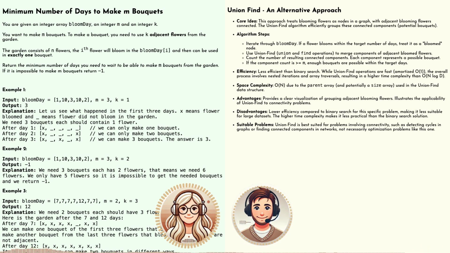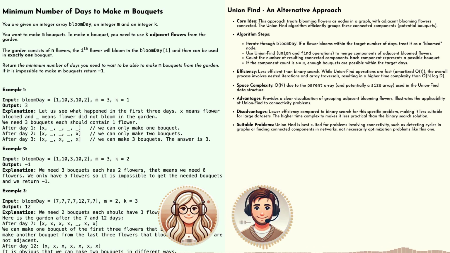Exactly. And speaking of different routes, remember that union find approach we mentioned earlier? The one with those little flower communities. Even though it's not the most efficient solution for this specific problem, it offers a really interesting perspective on the problem. I'm all for broadening our horizons. Perfect. We'll explore that in our next segment.